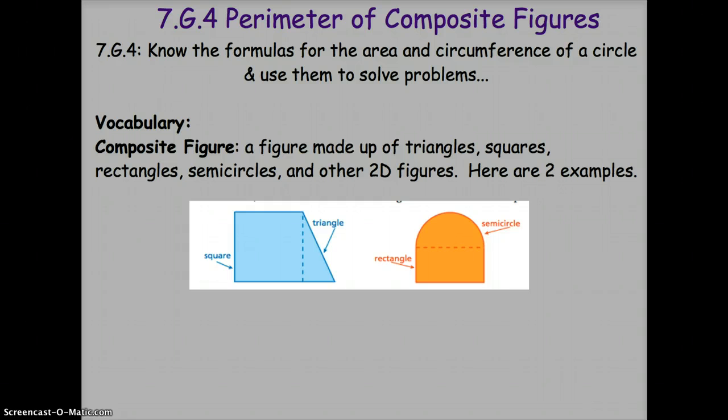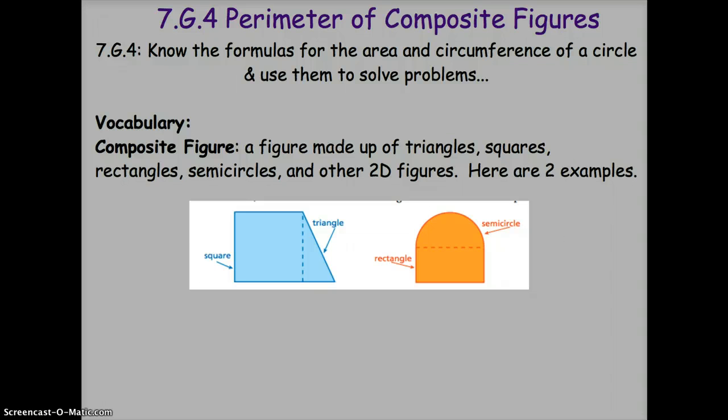7.G.4, Perimeter of Composite Figures. Now our standard, we're continuing that same standard, and we're covering the portion as know the formulas for area and circumference of a circle and use them to solve problems.